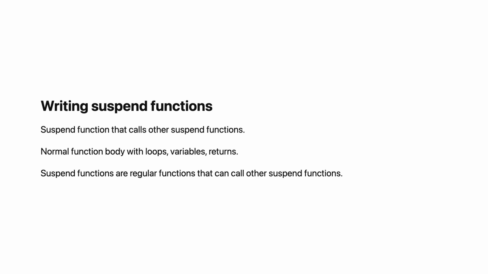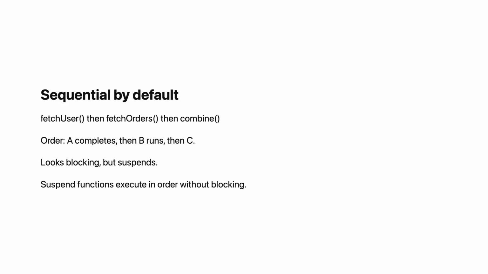You can write your own suspend functions. Suspend fun fetchUser(id: Int): User. Inside you call other suspend functions. Maybe a network call that suspends, maybe a database query that suspends. Your suspend function is just a function. It can have local variables, loops, conditionals, everything works normally. When you call a suspend function inside, your function might suspend at that point. When the call completes, your function continues. You do not manage suspension, you just call suspend functions. The runtime handles the rest.